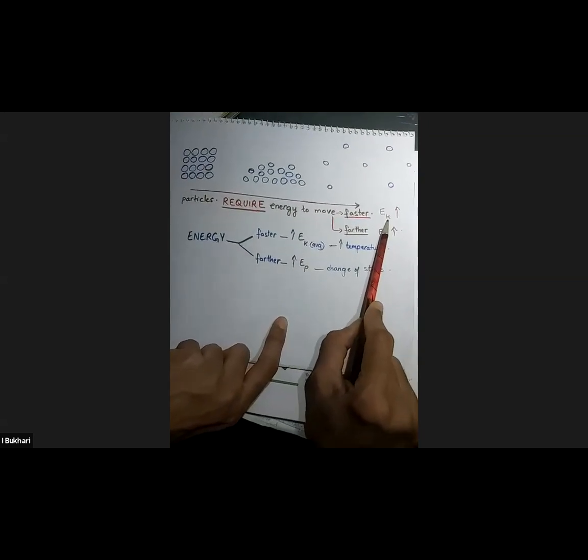So as we move from solid to liquid to gas, these particles require energy. They require energy to do two jobs. One is to move faster, faster motion, more kinetic energy. What was kinetic energy? Use the chat window. What is kinetic energy? It is the energy of dash. Come on. Yes, energy of motion. Yes, Hala, thank you. So faster means more kinetic energy.